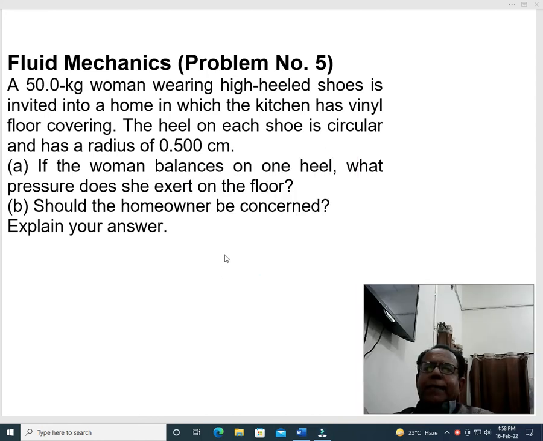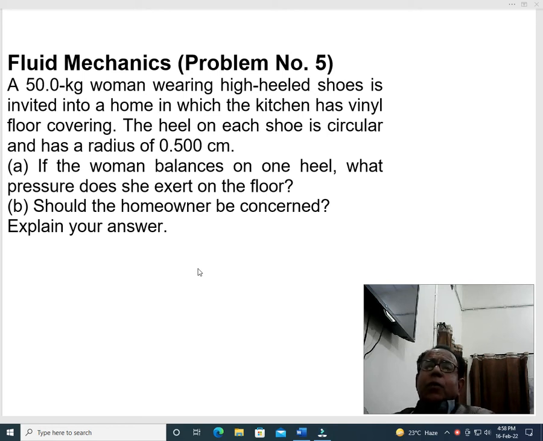This is our next module, problem number 5, fluid mechanics. First, we come to our statement. A 50 kilogram woman wearing high heeled shoes is invited into a home in which the kitchen has vinyl floor covering.